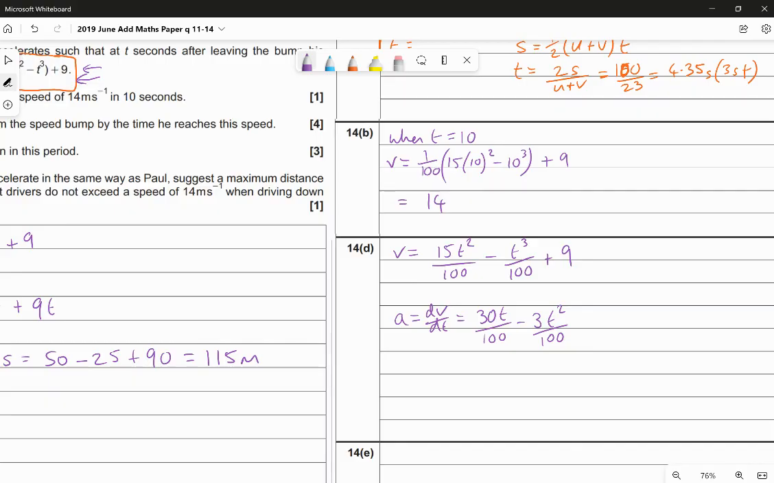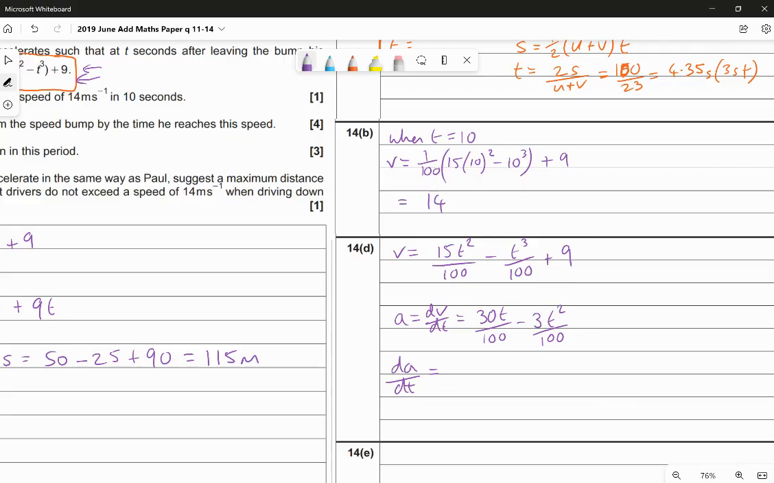I want to find the maximum acceleration. If you want to find the maximum value of anything, you can use differentiation to do that. If you want to find the maximum value of y in an expression, when dy by dx equals 0, you'll find a maximum value. So here, if I want to find the maximum acceleration, I want to know what dA by dt is, and I want to know when that is equal to 0. So I need to differentiate again.